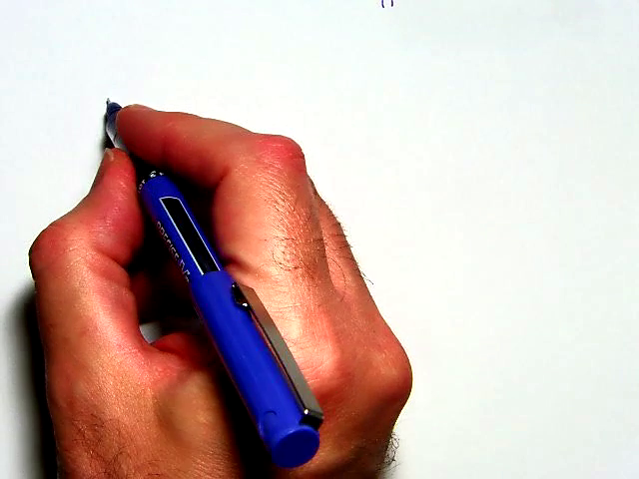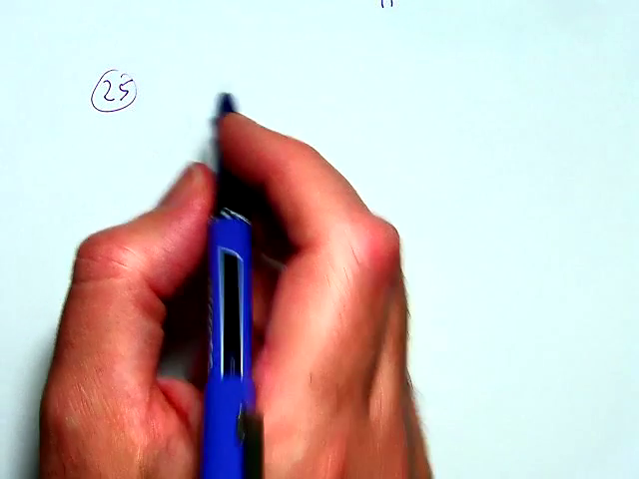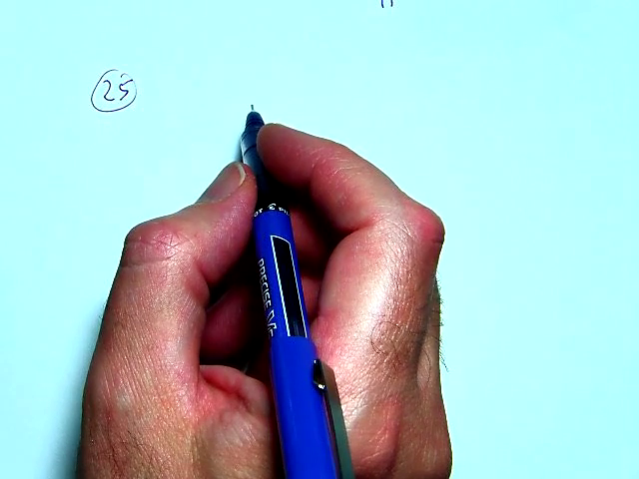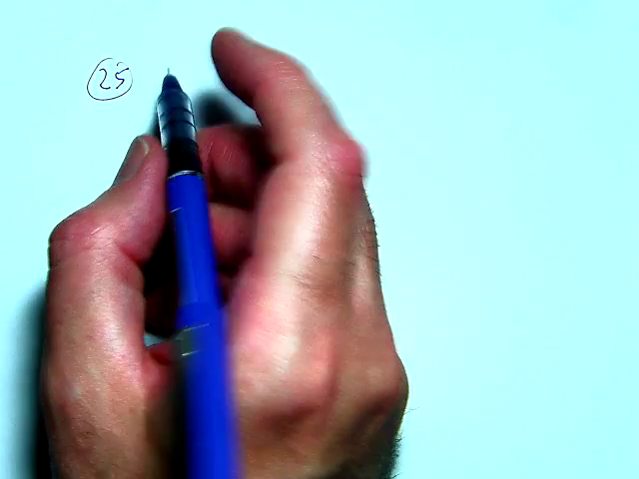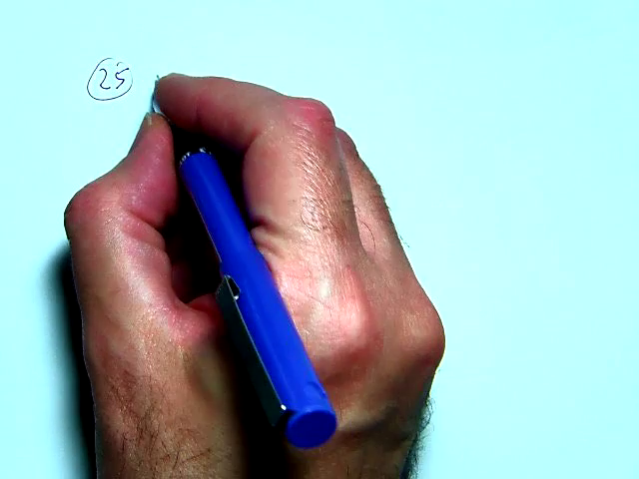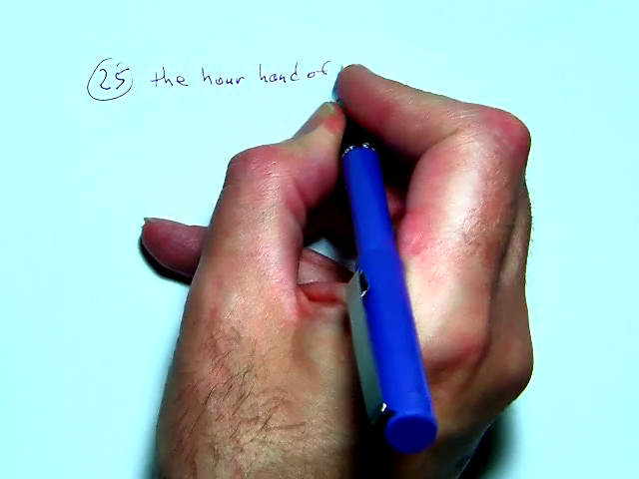So our next problem is number 25. And this is sort of a fun problem because it's a real-world problem. Find the angular velocity, or omega, for each of the following, and for number 25, it's the hour hand of a clock.